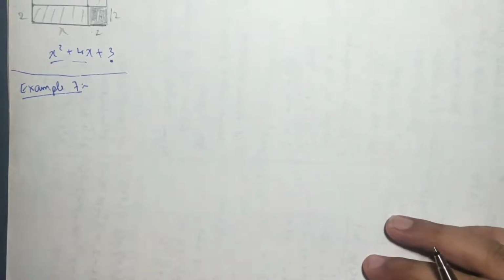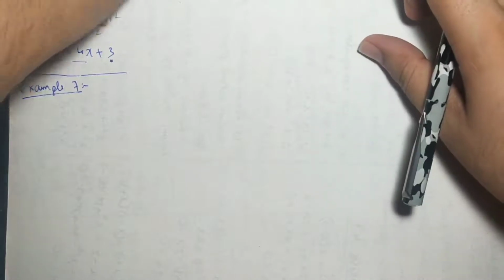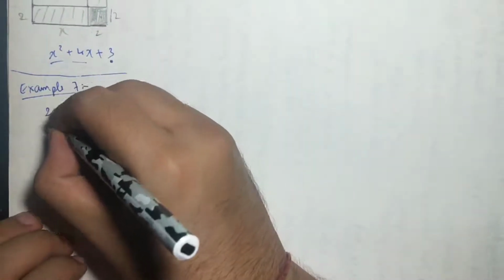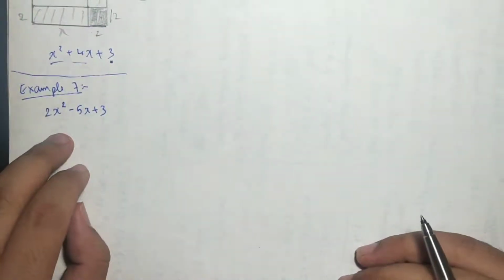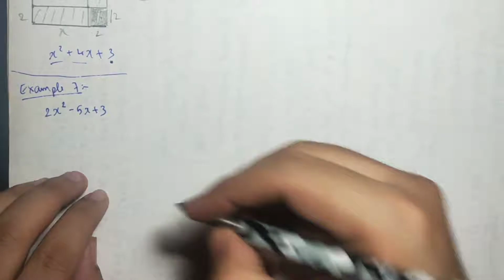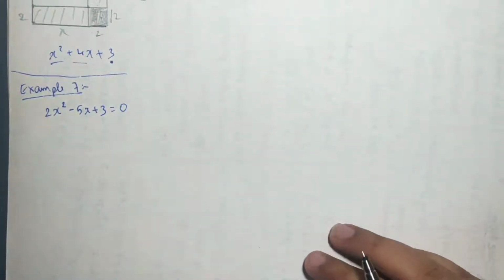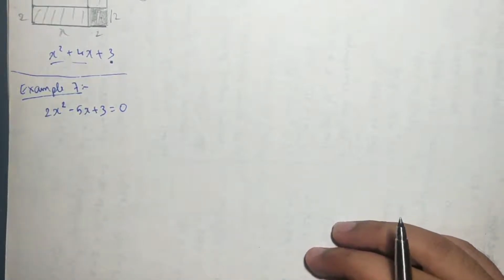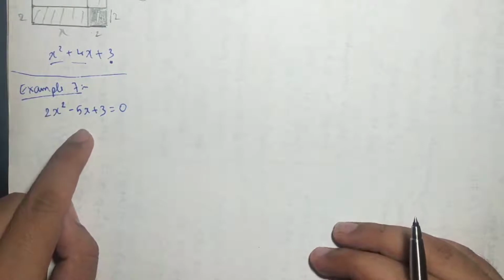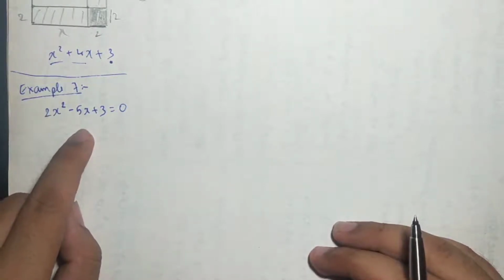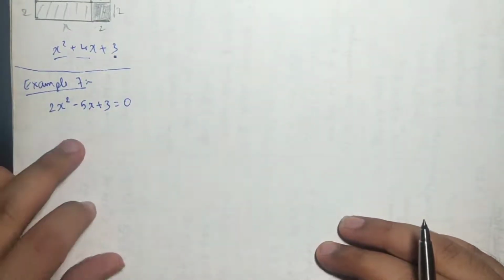The question is, solve the equation in example number 3. The equation I am writing here: 2x square minus 5x plus 3 equals to 0. I have to solve this equation using completing the square. Now I know that using middle term splitting this will become much easier, but using completing the square we have to understand, we have to learn the method. So we will learn how we will do this.